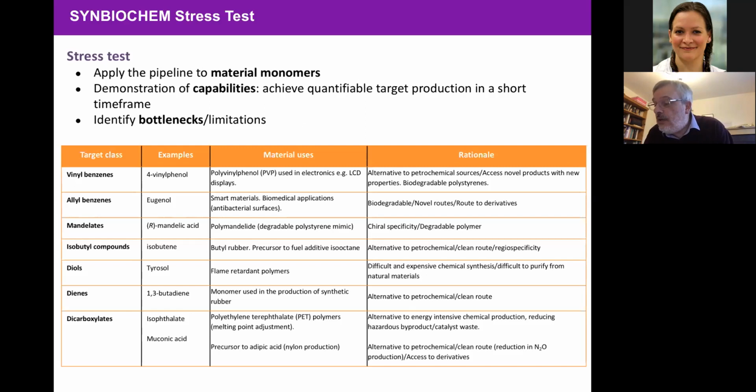These encompassed vinyl benzenes, allyl benzenes, mandelates, isobutyl compounds, diols, dienes, and dicarboxylates, each with their own application areas in polymer chemistry. We then set ourselves a notional 90-day limit to walk through the design, build, test, and learn cycle to identify how many unique strains capable of synthesizing these products could be engineered, and also to characterize general properties such as the titers of products in laboratory fermentations, and to identify potential strains that could enter a second DBTL cycle, focused this time on optimizing titers to reach gram per liter levels suitable for large scale production.